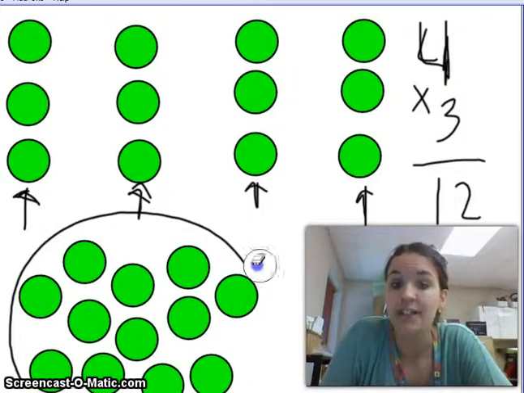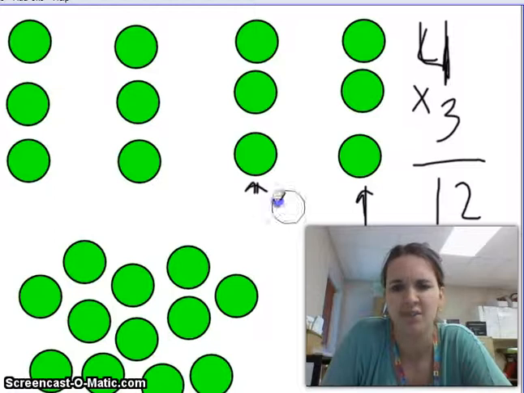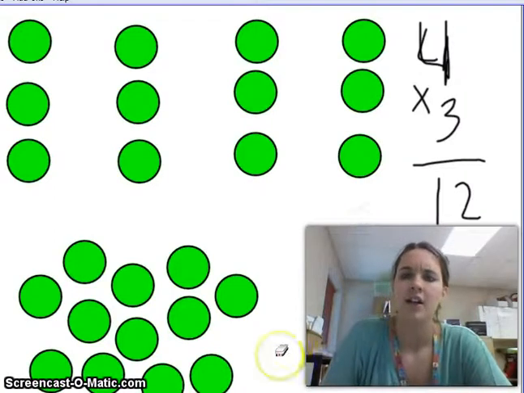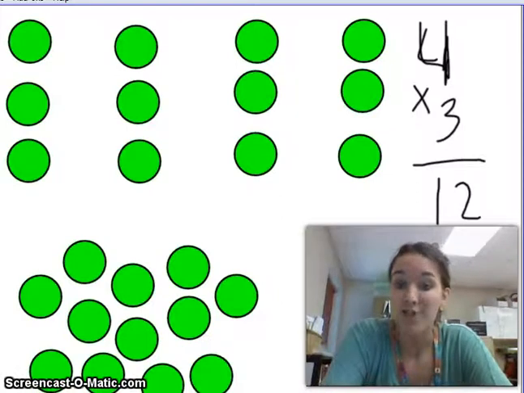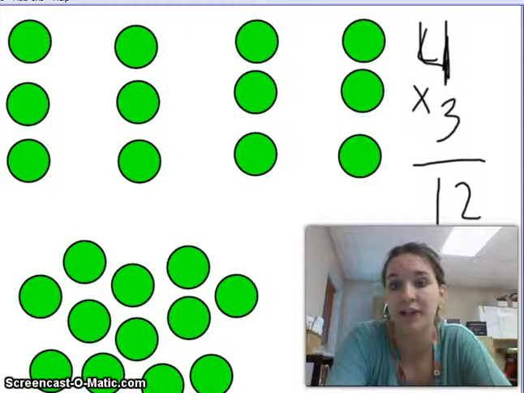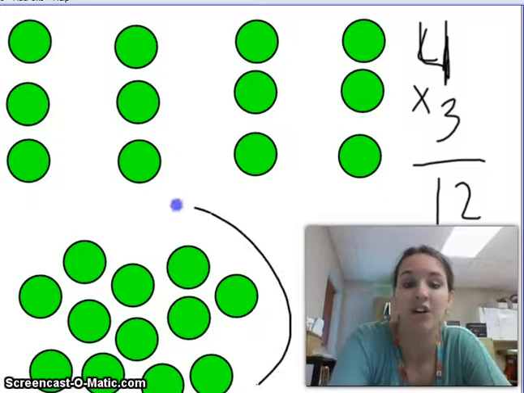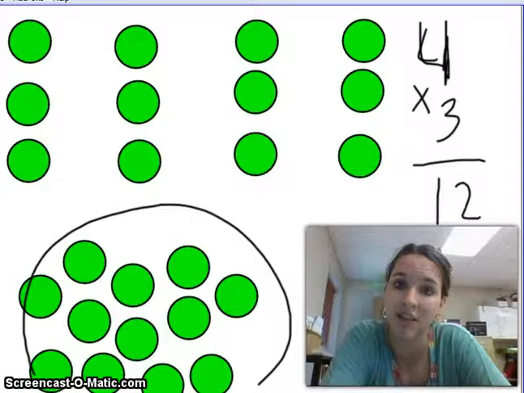Now, division, as I just said, undoes multiplication. It's the inverse of multiplication, so it's going to undo it. Let me show you how that would look. So in division, I'm not going to start with looking at my array up top. I'm actually going to start down at the bottom with my big group, because division is where I'm taking something and I'm splitting it into equal groups.